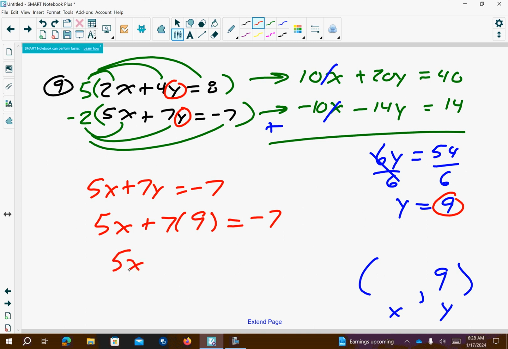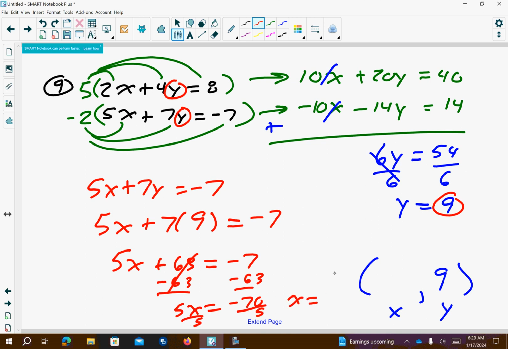Take care of the math, so I get 5x plus 63 is equal to negative 7. Subtract 63 from both sides. Those cancel out, so I get 5x is equal to negative 7 added to negative 63, which is negative 70. Divide both sides by 5. Using a calculator, negative 70 divided by 5 should give you negative 14. So our answer is negative 14 comma 9.